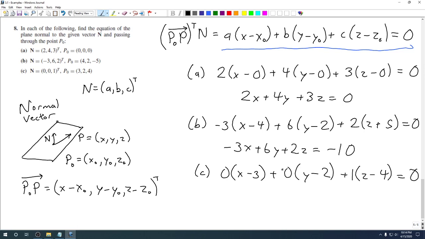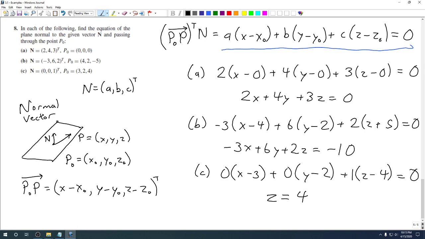Of course, this one you definitely want to simplify. Anything times 0 just goes away. And then we just have the 1 there that we don't really need to worry about. So we have z minus 4 is equal to 0, or in other words, z equals 4. A nice simple equation of a plane. But that is how we actually find the equation of a plane.